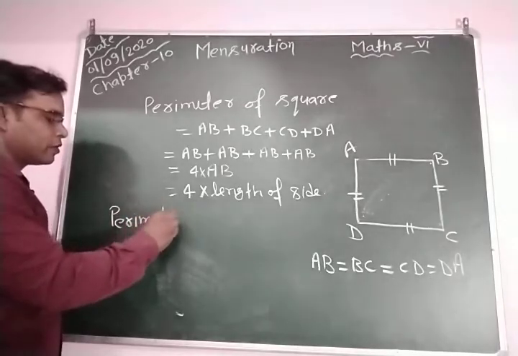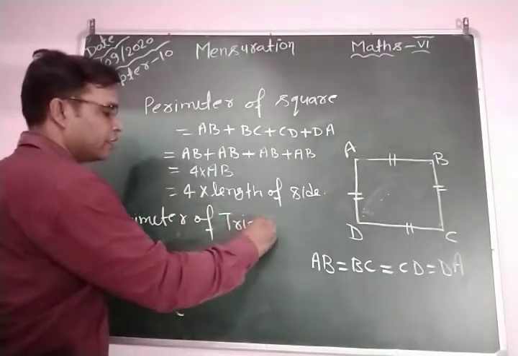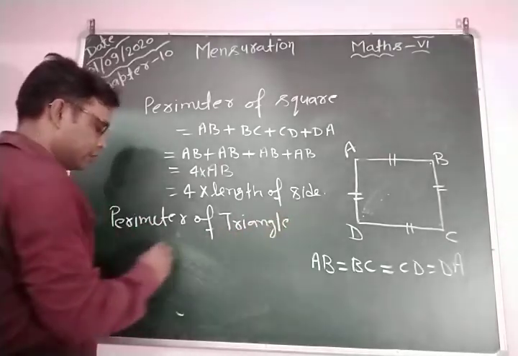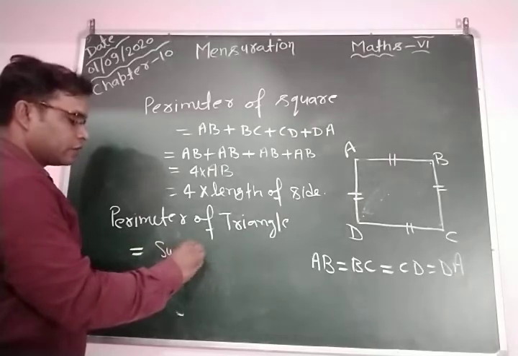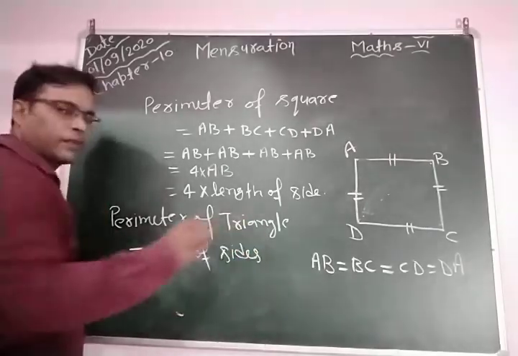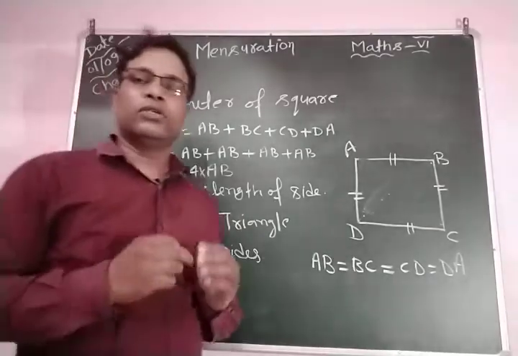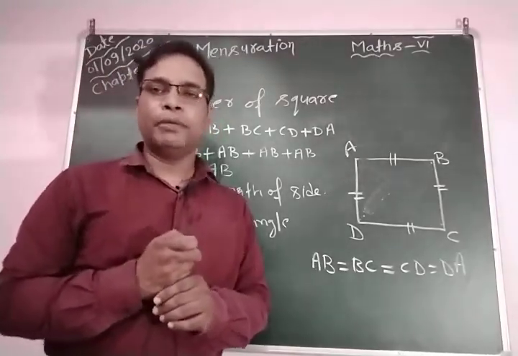Perimeter of a triangle is equal to the sum of its sides. Because there are three sides, if we sum the sides, then we find the perimeter of the triangle.